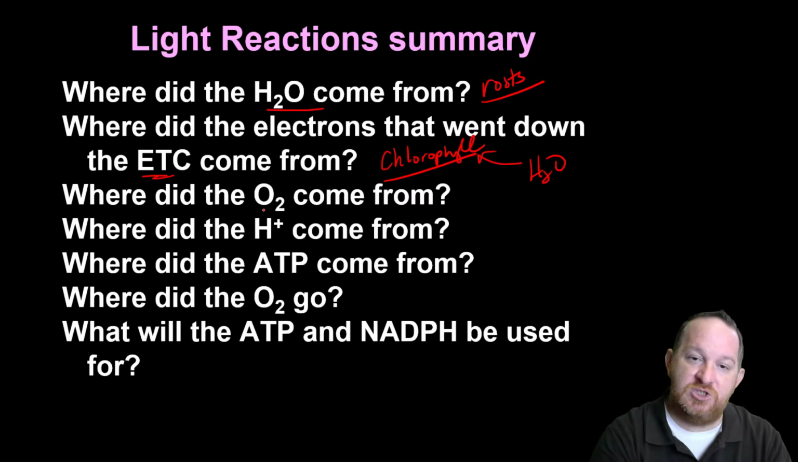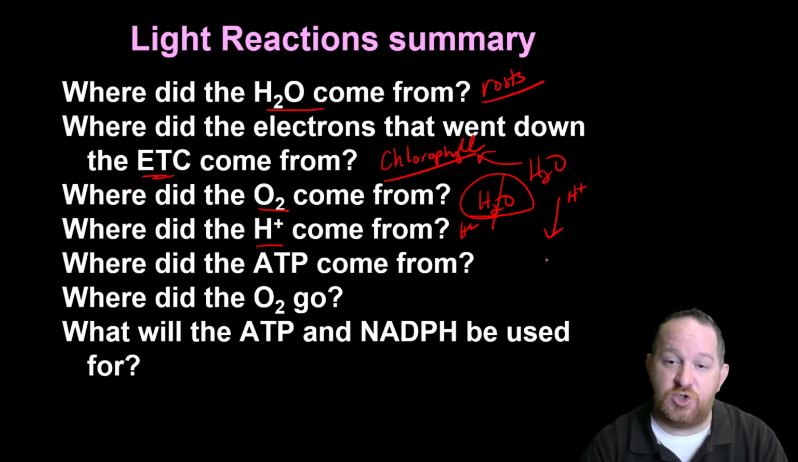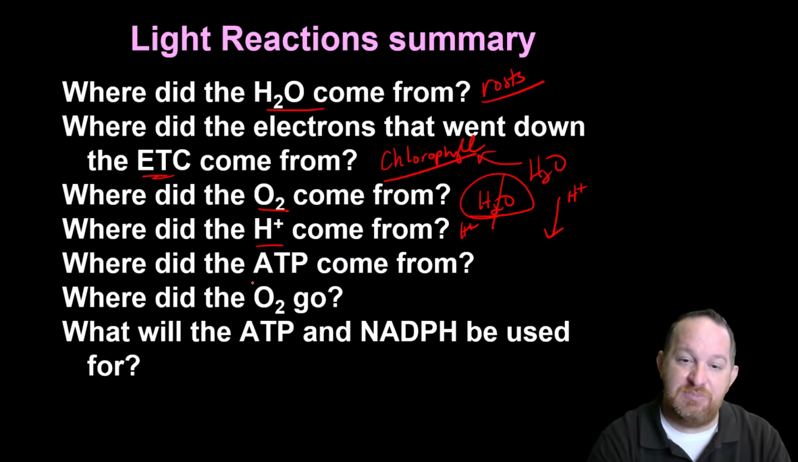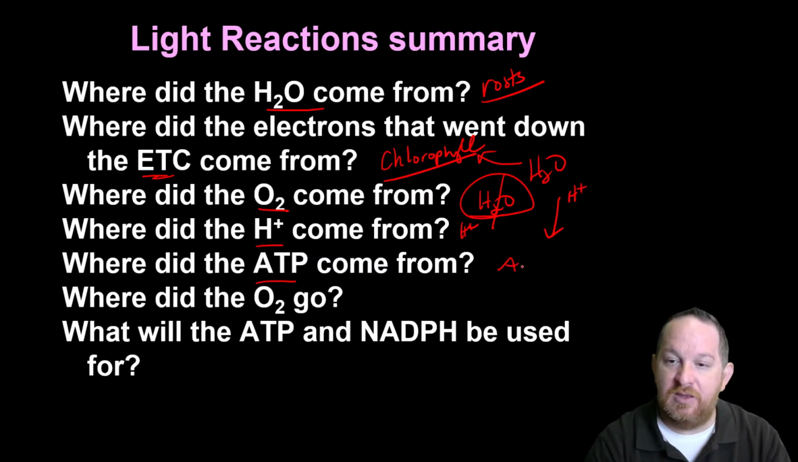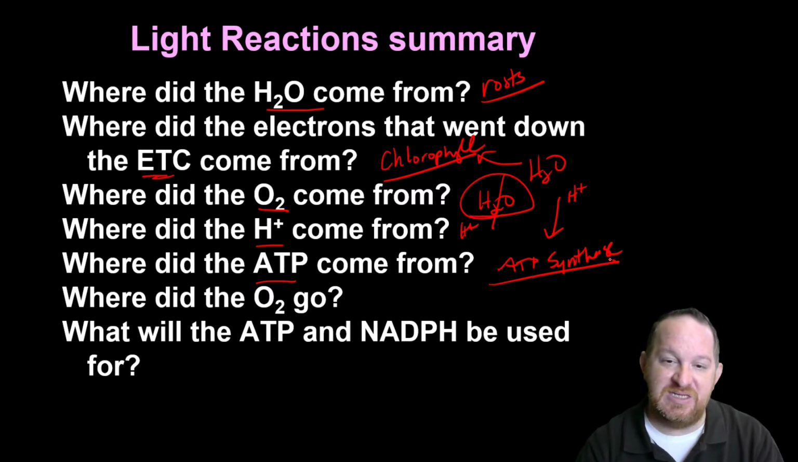All right, where did the oxygen come from? That was from water splitting, right? Split water, you get some oxygen. Where did the hydrogen come from? Two places. From the splitting of the water, right, we got some hydrogen. And also remember, some of those hydrogen were shuttled across in the electron transport chain. Where did the ATP come from? ATP synthase was the enzyme that used the proton gradient, the hydrogens, to make ATP.